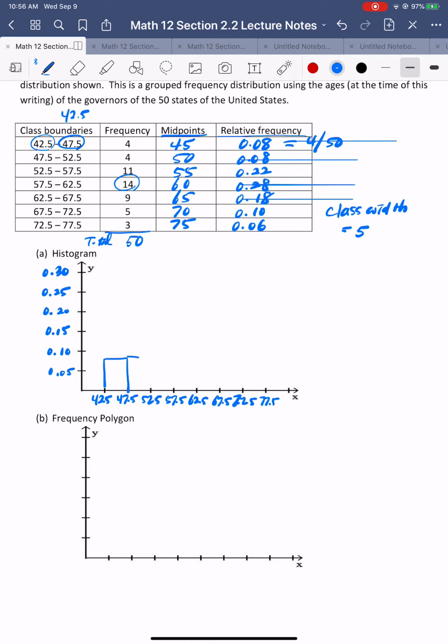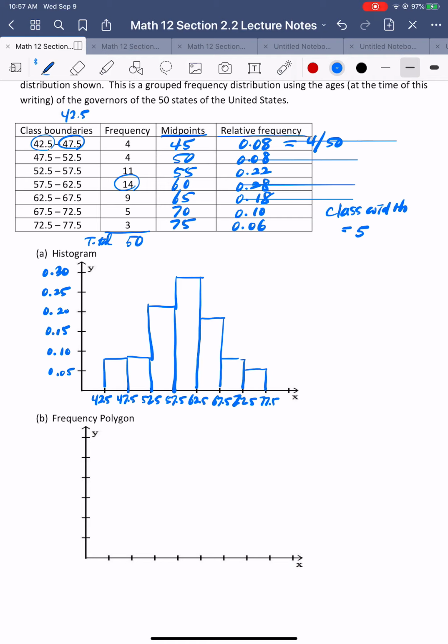And another 0.08. And then 0.22. And then the next one is 0.28, close to 0.30. And then the next is 0.18. Oh, excuse me, so 0.18 here. And 0.10. And then we got 0.06. Okay, all right, that's a histogram.